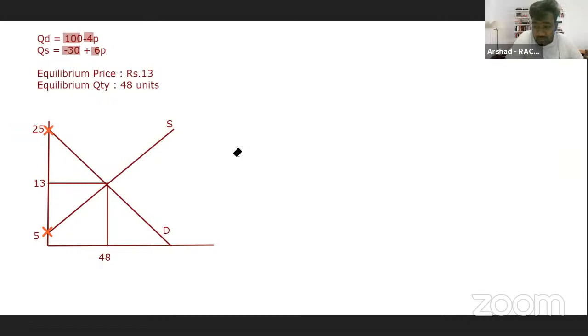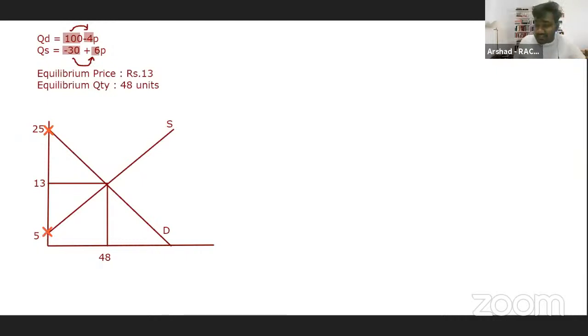The short method is this A component: you take this 100 and divide it by the B component, 100 divided by 4, 25. This 30 divided by 6, ignore the plus and minus, you get 5. That's a short method, but I would not recommend it unless you really want to save some time.